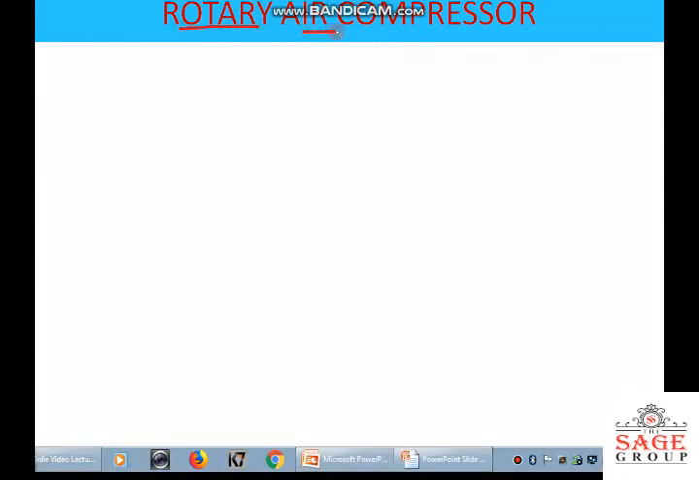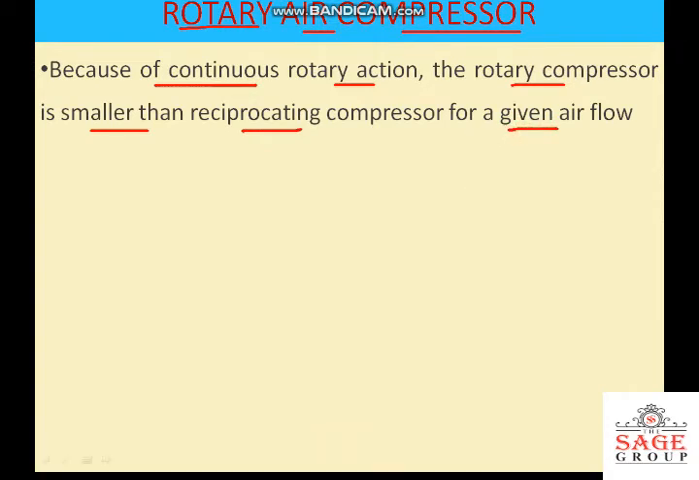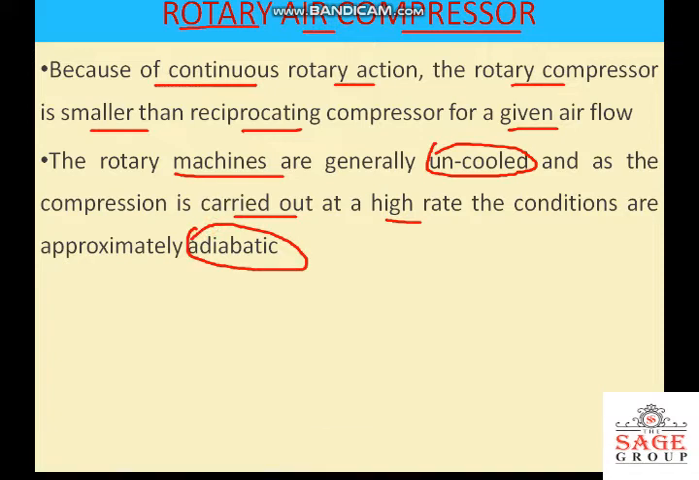In this lecture, we will discuss the rotary air compressor. As we know, the rotary type of air compressor has a continuous rotary action, and because of this the rotary compressor is smaller than a reciprocating compressor for a given amount of airflow. Also, rotary machines are generally uncooled because the compression is carried out at a high rate and the conditions are approximately adiabatic. So no extra cooling is needed in the case of the rotary air compressor.